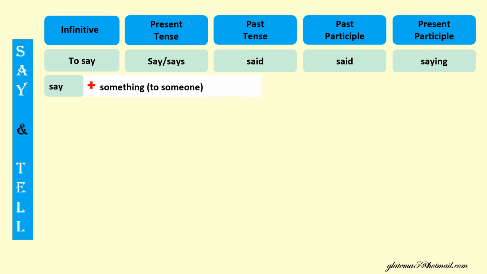The formula to use say correctly is, first you use say and then you add something to someone. After say, we always mention what we want to say and then we give the name or the pronoun of the person that we are referring to.